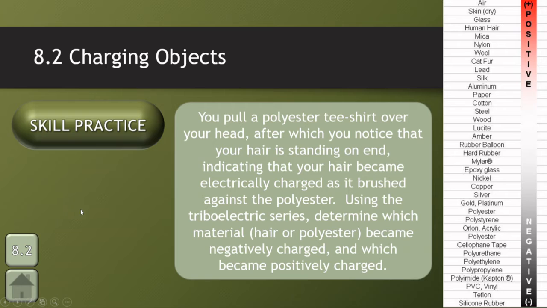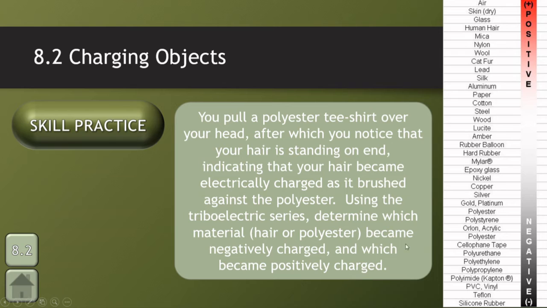So here's a skill practice question, but it doesn't require any mathematical skills. It just requires being able to interpret the triboelectric series. So suppose you pull a polyester t-shirt over your head, after which you notice that your hair is standing on end, indicating that your hair became electrically charged as it brushed against the polyester. Using the triboelectric series, determine which material, hair or polyester, became negatively charged and which became positively charged.